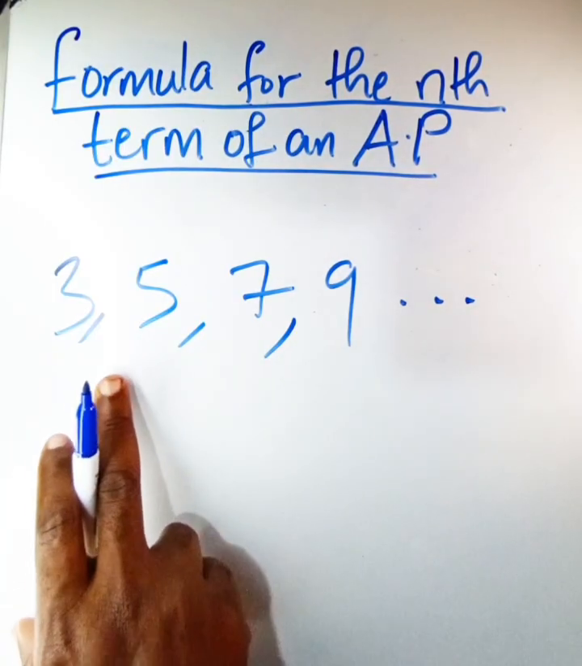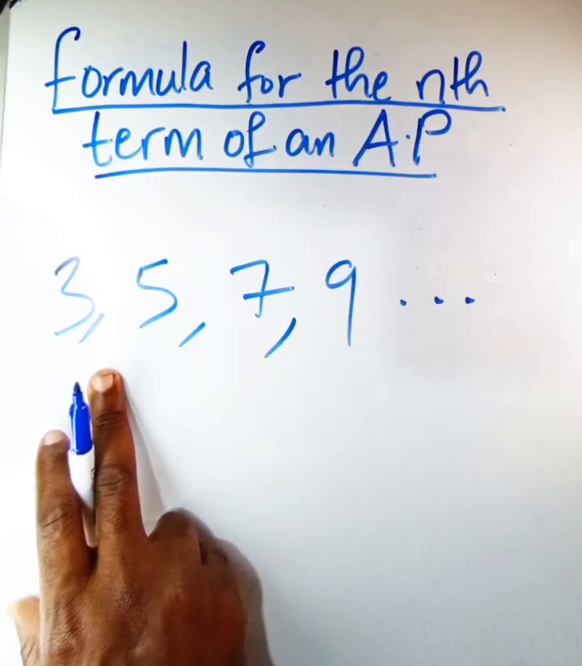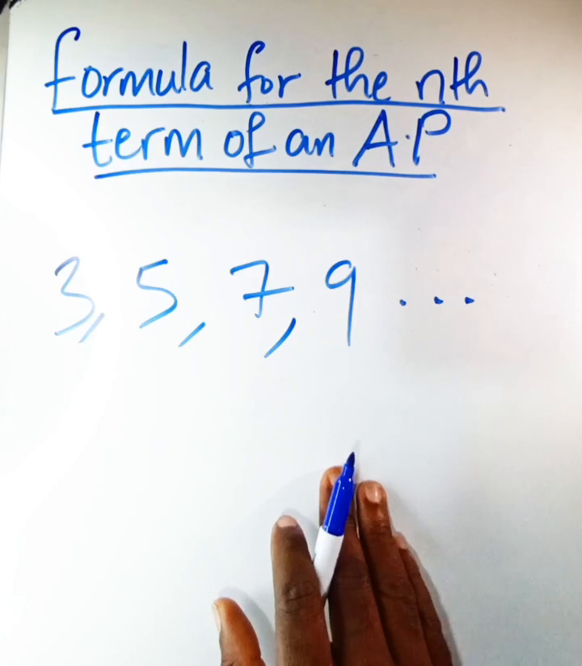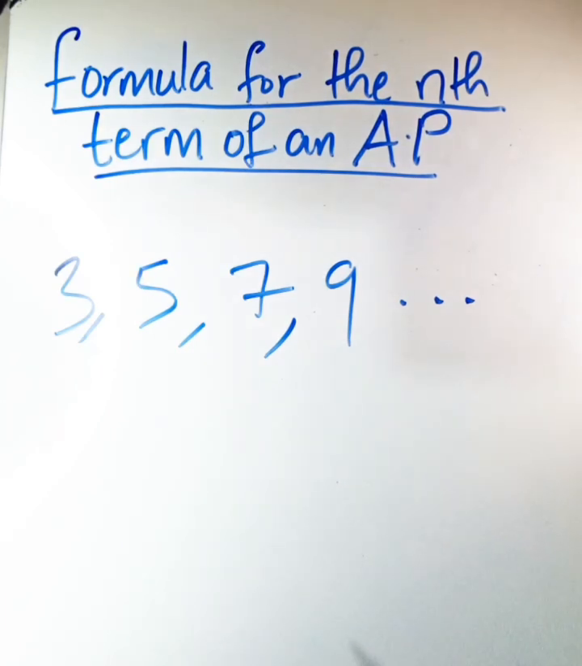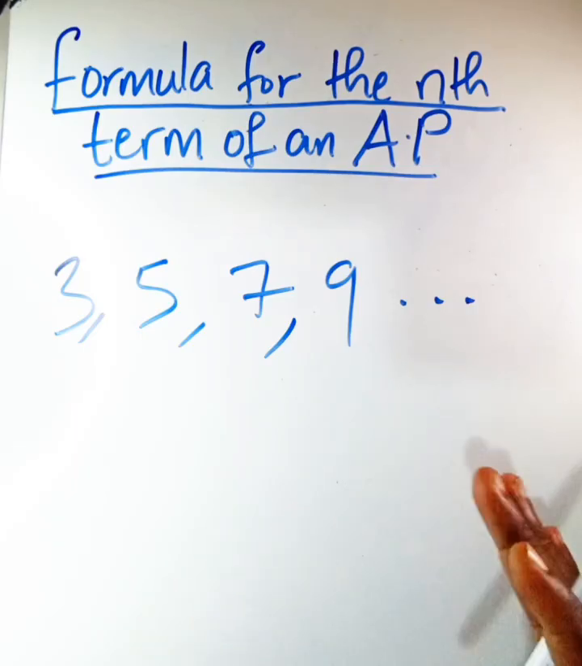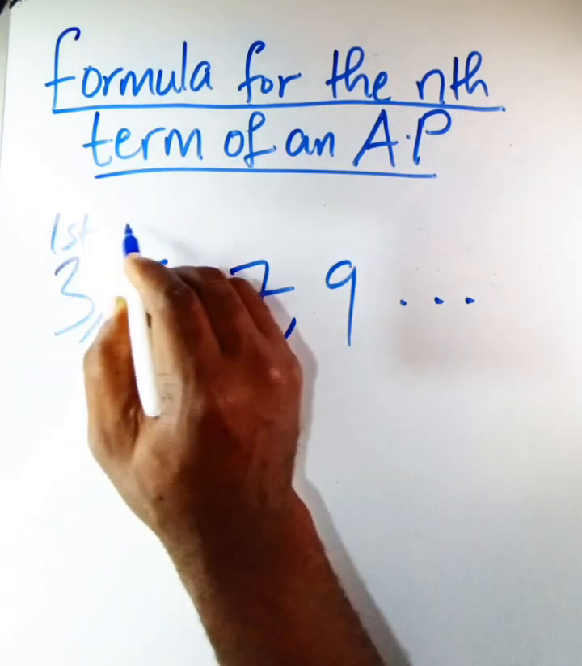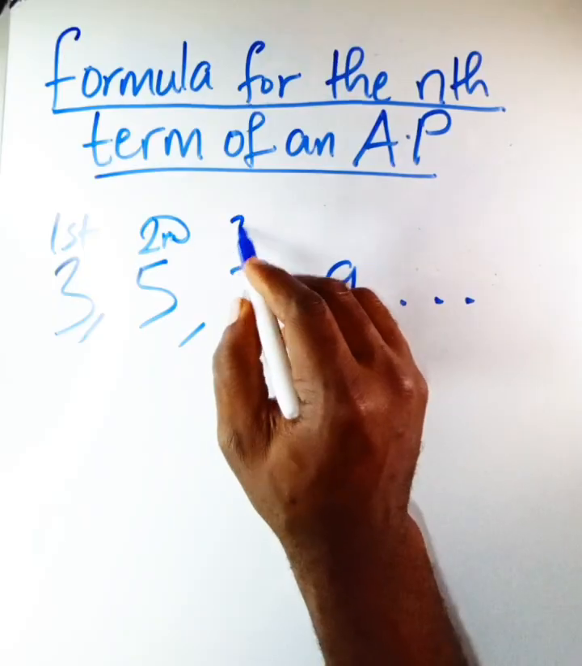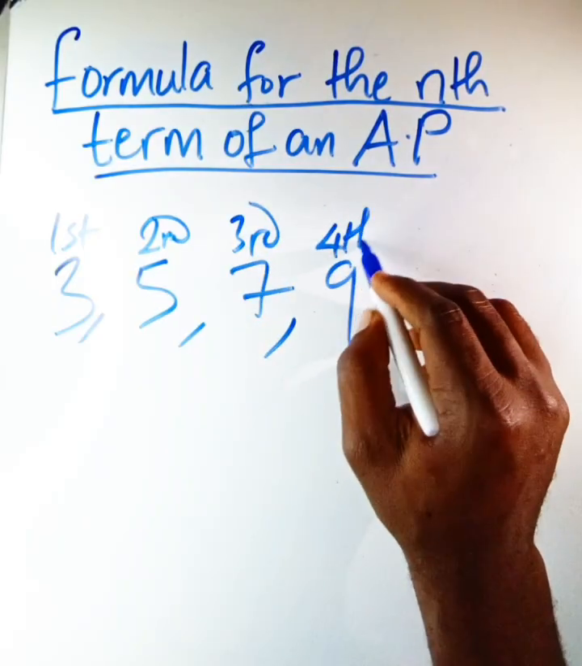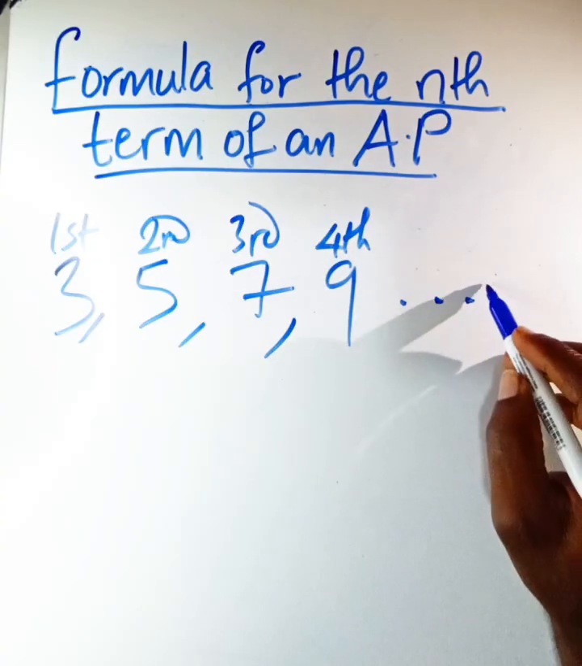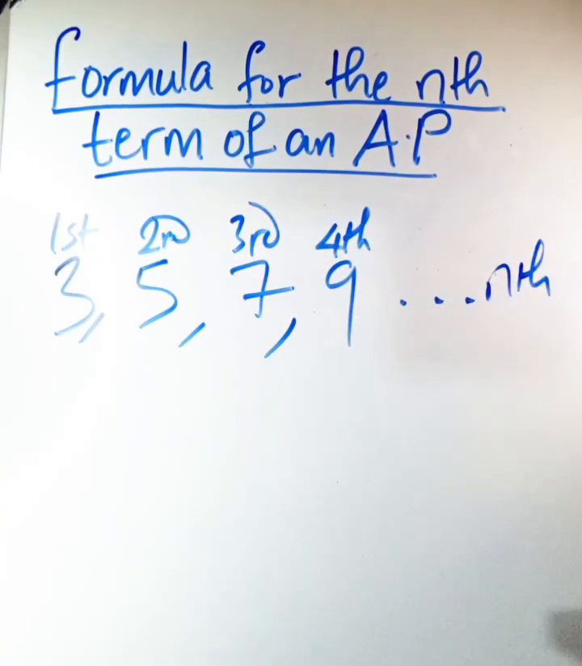We notice that as we add 2 to each number, we get the number immediately after it. So if I say 3 plus 2, it gives me 5. 5 plus 2 gives me 7, and so forth. So from there we can notice a pattern, a successive addition of 2. But let me even start by labeling the positions of these numbers. This is first, this is second, this is third, and this is fourth. So what we are looking for is the nth. So what would be in the nth position?